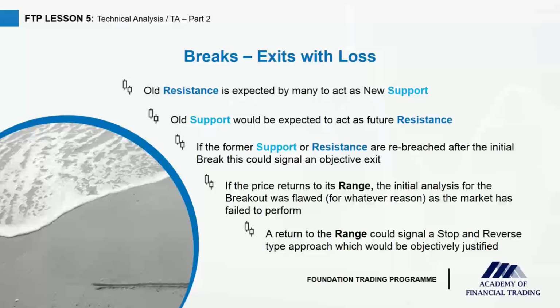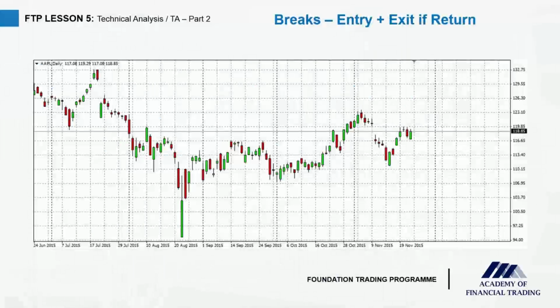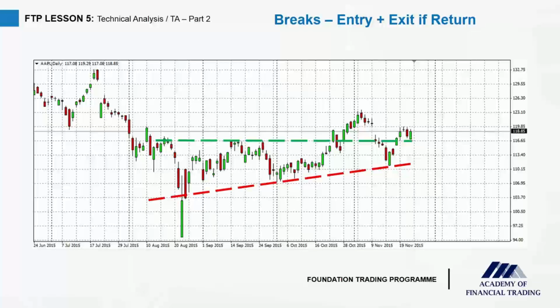It really can help. So if you're looking at an example just like this Apple chart, we have that same type of formation. If you had gotten long above that breach, could we all agree that when the market went down below that green line, back into the range, we would have gotten it wrong? So conceptually, a stop loss like that wouldn't be a bad idea.